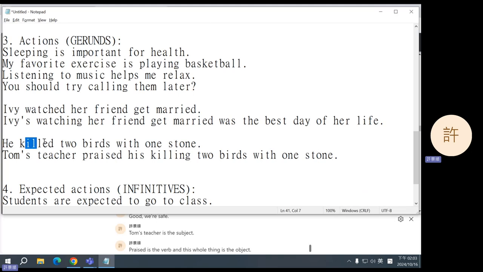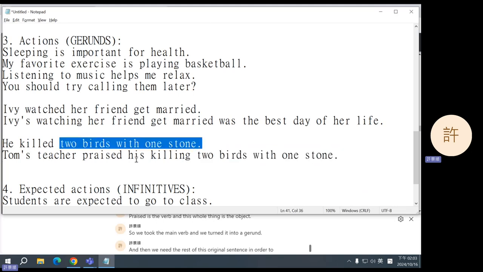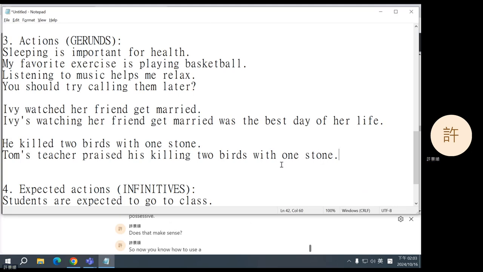So we took the main verb and we turned it into a gerund. And then we need the rest of this original sentence in order to make sense. Finally, we take the original subject and we turn it into a possessive. Does that make sense? So now you know how to use a gerund.